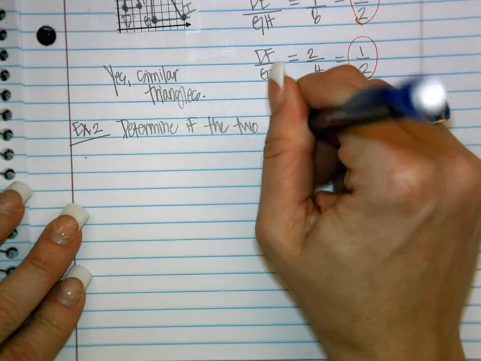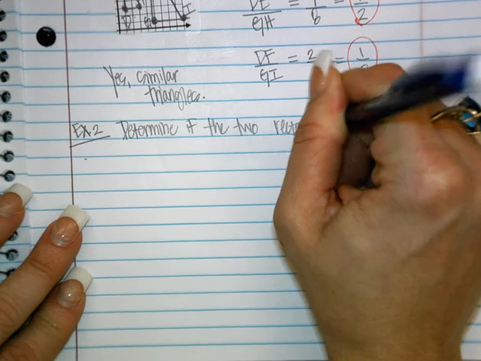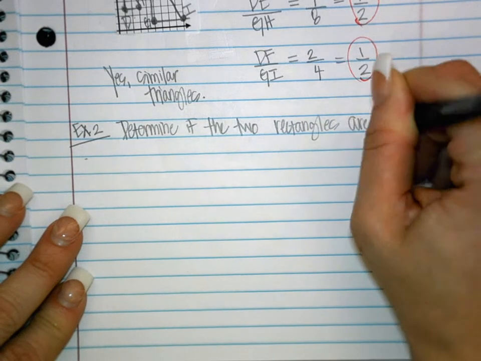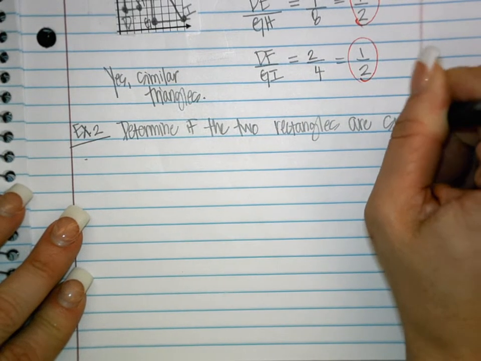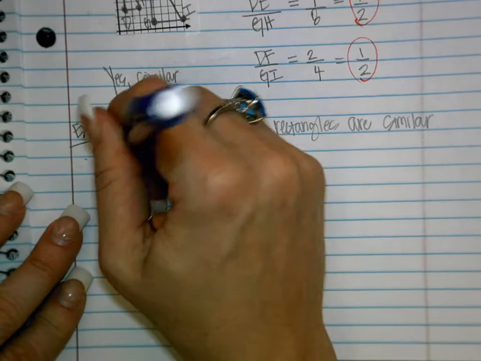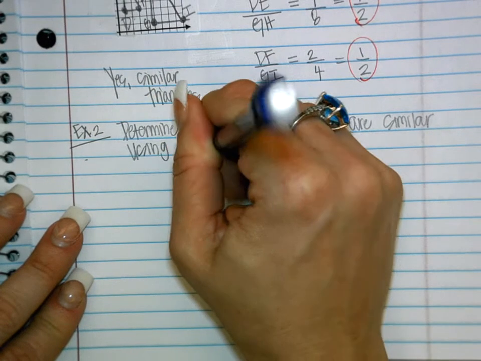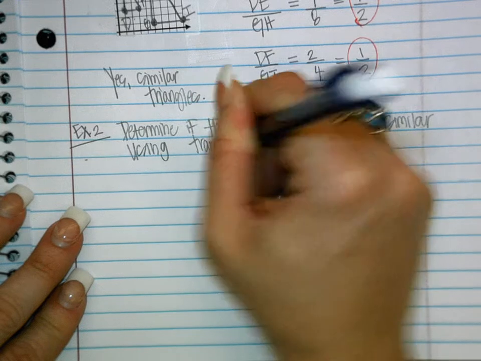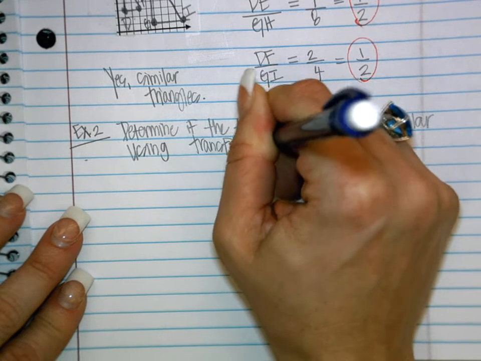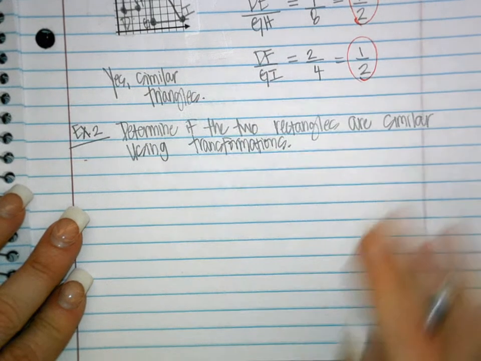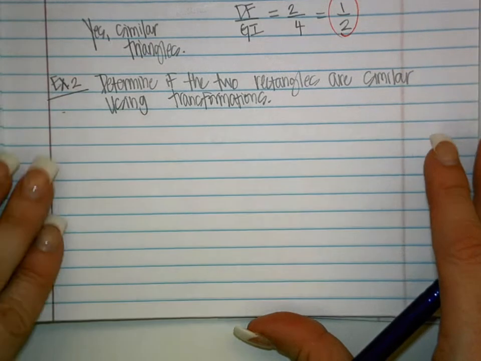Okay, for number 2, again, I want to determine if the 2 rectangles are similar using transformations. Determine if the 2 rectangles are similar using transformations.